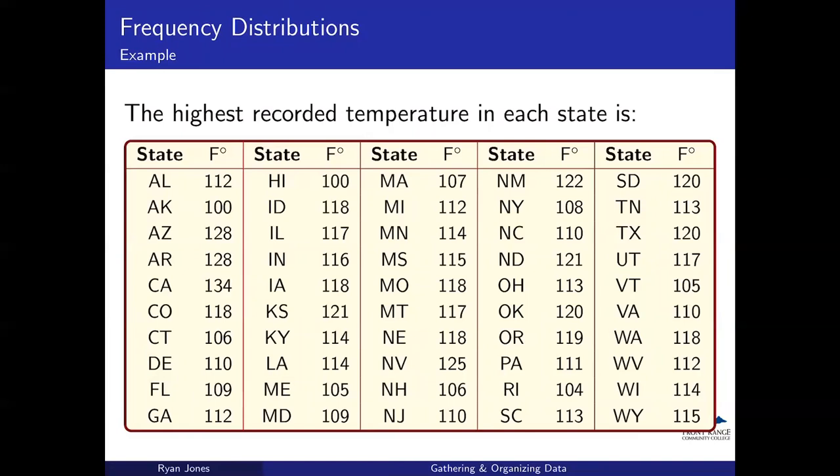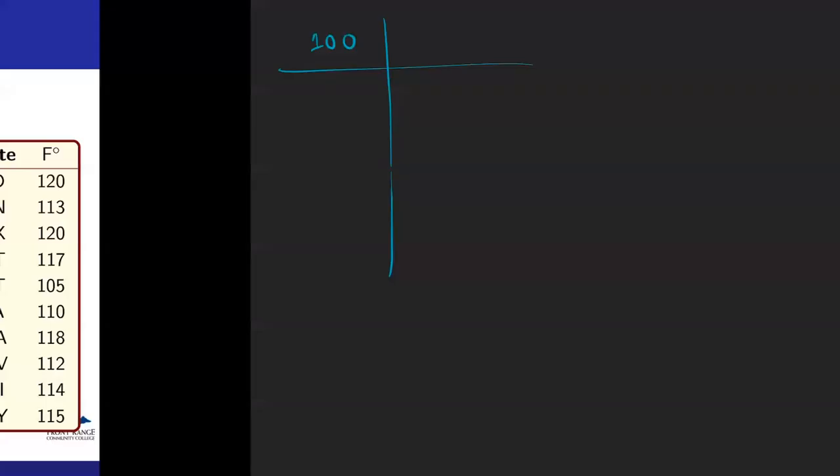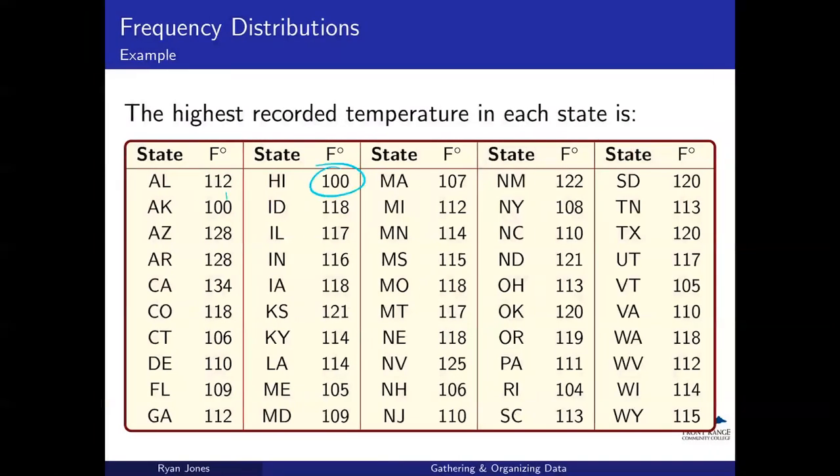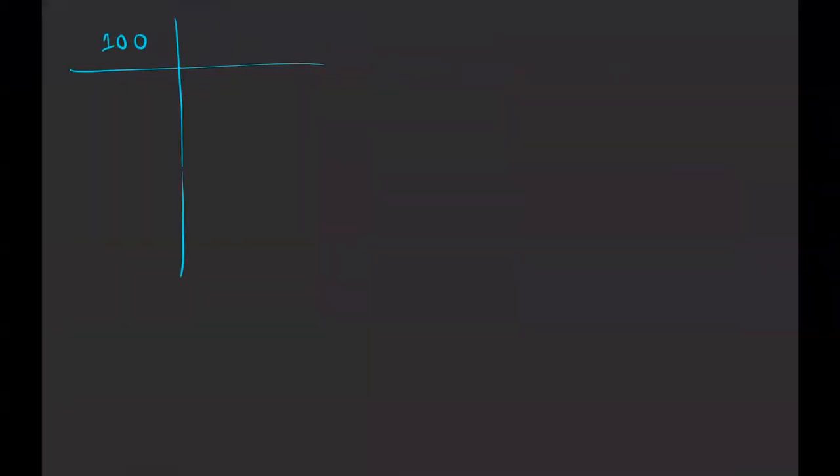If we were to make a frequency distribution for this, though, there's a problem that I'm noticing. The problem is that there's not a whole lot of repeating of these numbers. So what I might try and do is make a table that says, all right, we've got 100 degrees. And let's go back here and say, oh, there's a 100 and there's a 100. All right, so there's two of them. And then let's look at 101 degrees, and then 102 degrees, and then 103 degrees.